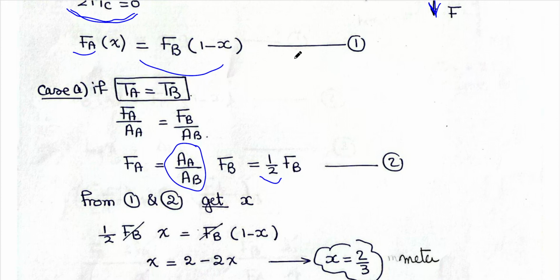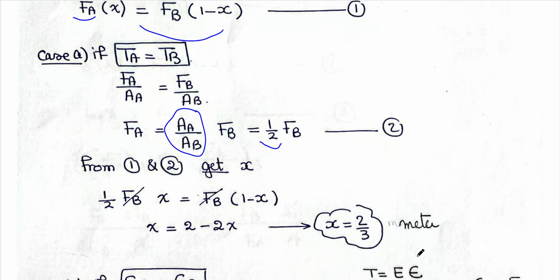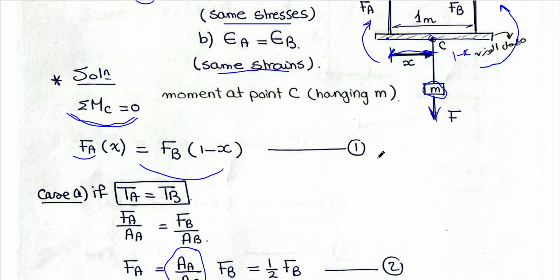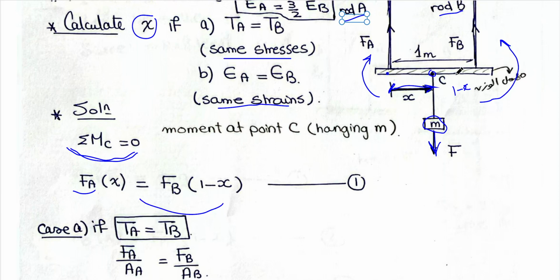But I also have equation number 1 of the moments. Check these two equations: two equations in two unknowns, FA and FB. You can eliminate FA or FB and get x. X in this case is 2 over 3 meters. So if you hang this mass at 2 over 3 meters, you will have same stresses in the two rods.